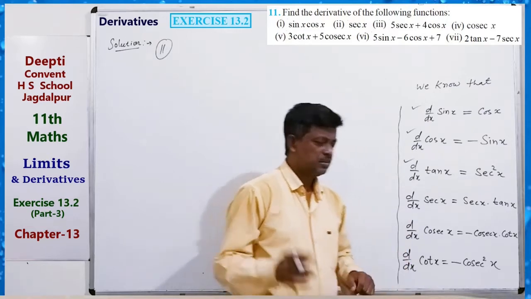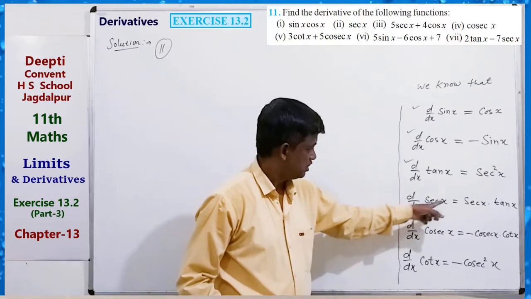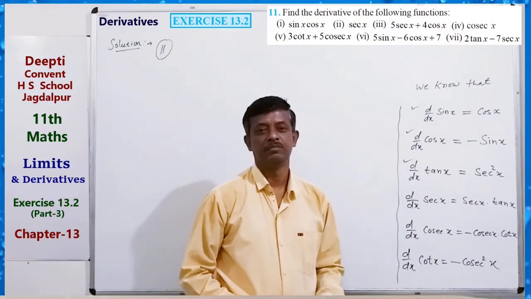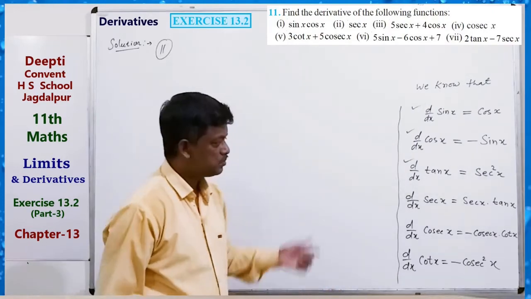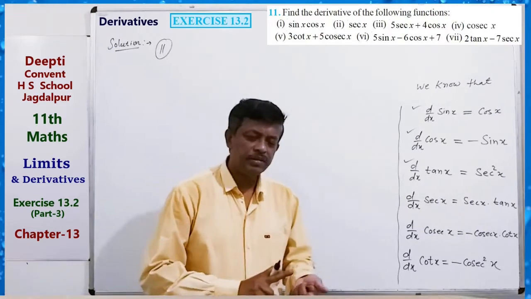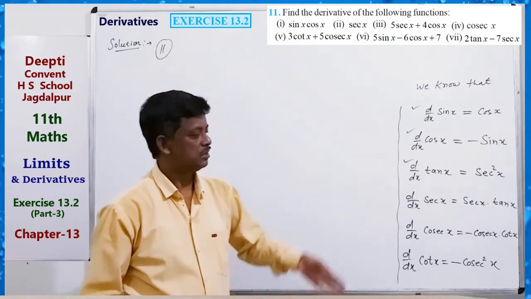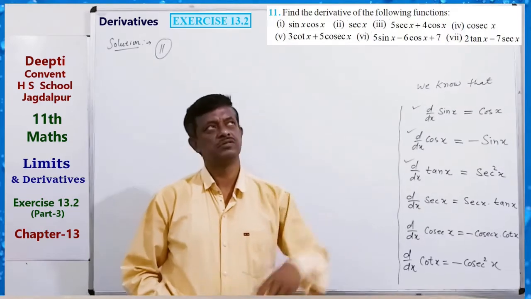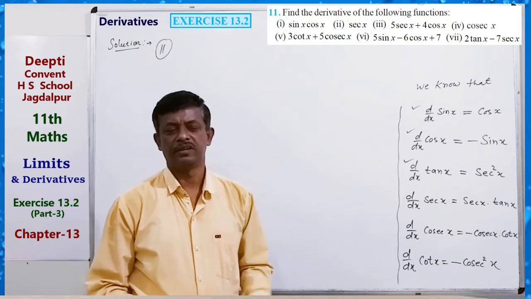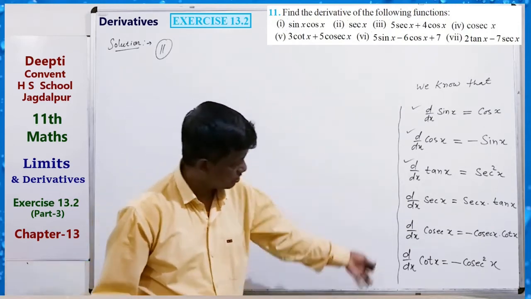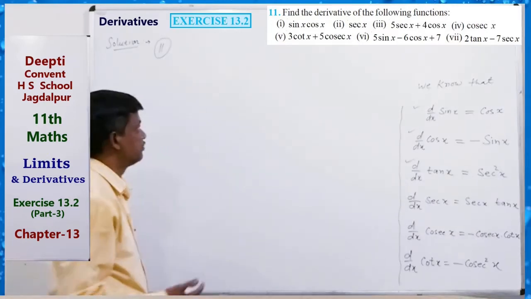Here in the second question, find the derivative of sec x. By which method do we find this? By using the first principle method. It is based on the given question. If the question is long, then we have to find derivatives by using first principle only. If it is a short question, then you can use the direct method, directly using this as a formula.